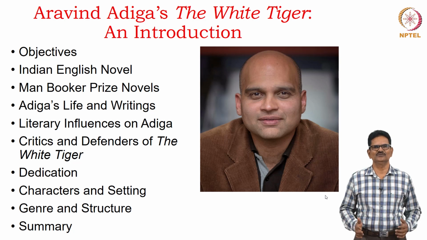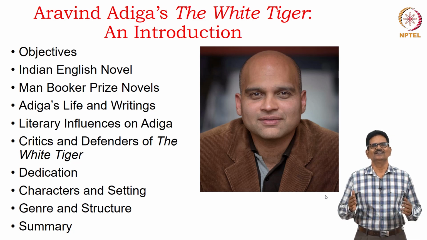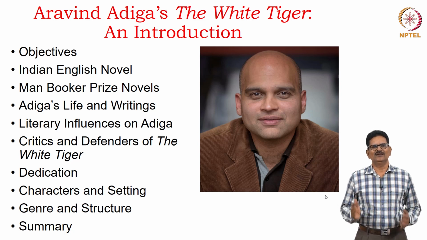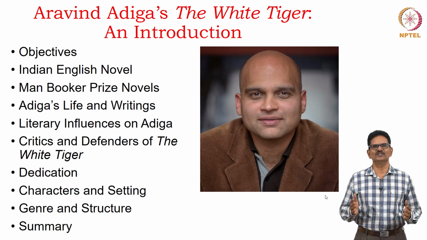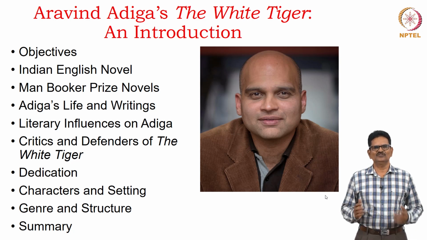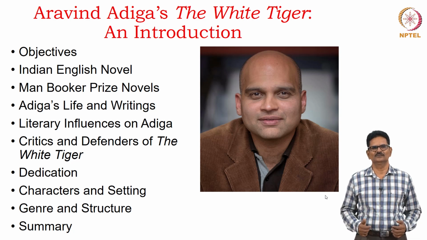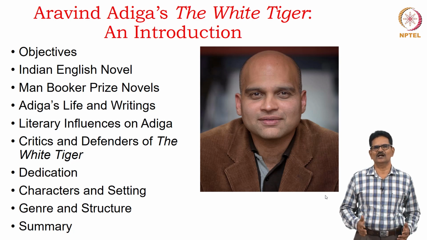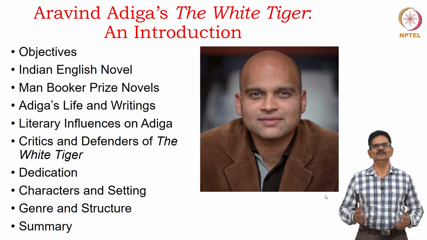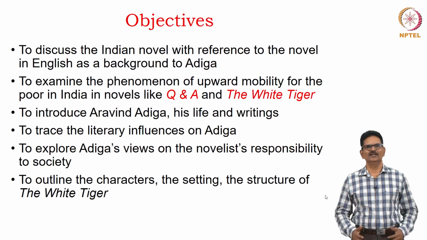Let's see the objectives: understand the Indian English novel, learn about Man Booker Prize novels, Adiga's life and writings. Let's see the literary influences on Adiga, and understand the critics and defenders of the novel The White Tiger. Let's also see the dedication of the novel. Then let's understand the characters and setting and appreciate the genre and structure of the novel. Finally, summarize our discussion. Here are the objectives.